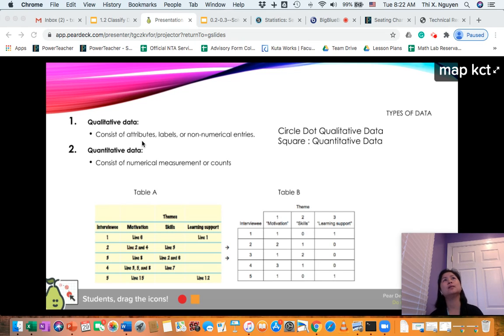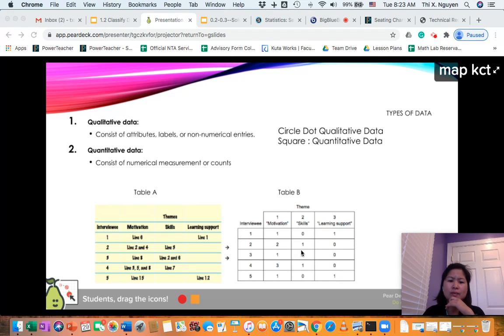Something to think about: sometimes qualitative data can be numbers. For example, a student ID. Think about it, you have a student ID, but are we going to multiply or do some computation with the student ID? Probably not. So qualitative data could be an ID, it could be numbers, but that number is just to identify an object or you.